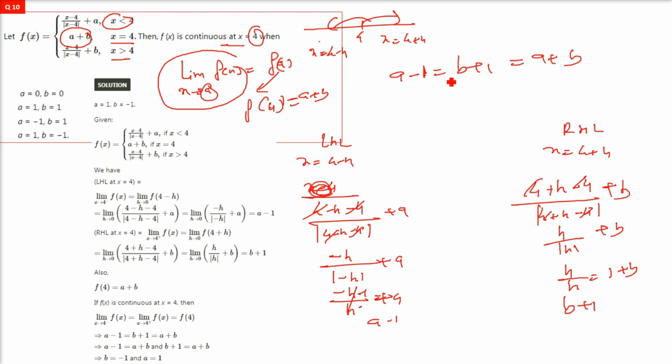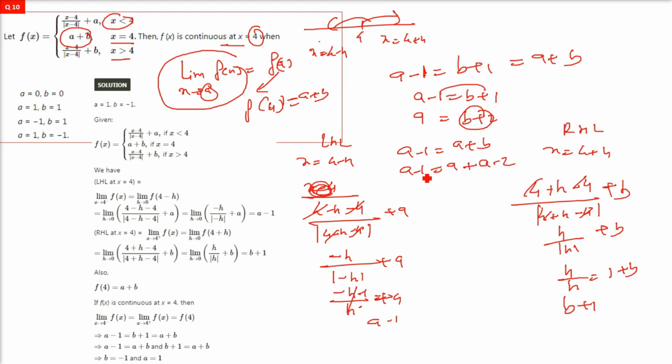Now I hope you'll be able to solve this. A will come as 1 and b as minus 1. Let us do it. a minus 1 equals b plus 1, so a equals b plus 2. We can replace this in any of the equations. There are 3, and you can take any combination: a minus 1 equals a plus b, or b plus 1 equals a plus b. It's up to you. When you take b plus 1 equals a plus b, you are going to get a equals 1 because b gets cancelled.